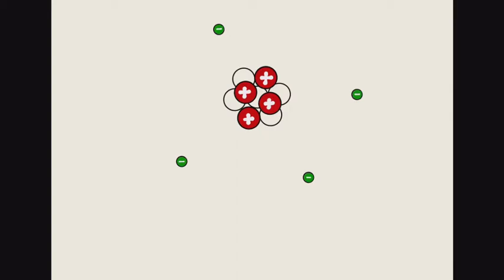All right, now, we have protons, we have electrons, we have neutrons. Can anyone tell me, based on just my diagram, what atom this is? And how do you know?